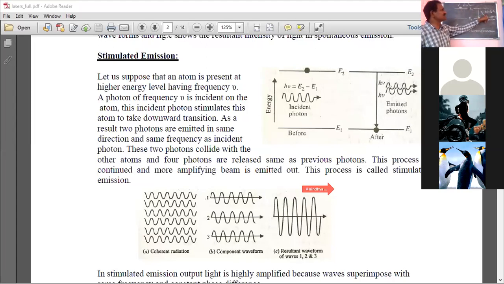The energy released is equal to the difference between the energy states, E2 minus E1. This process can be represented in this manner: the excited atom A comes down to the ground state, the lowest energy state, by releasing a photon. Now, the next process we have here is known as stimulated emission.